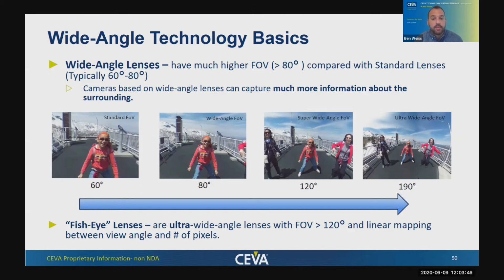Fisheye lens is a unique type of ultra-wide-angle lens with linear mapping between the angle of the light and the number of pixels.